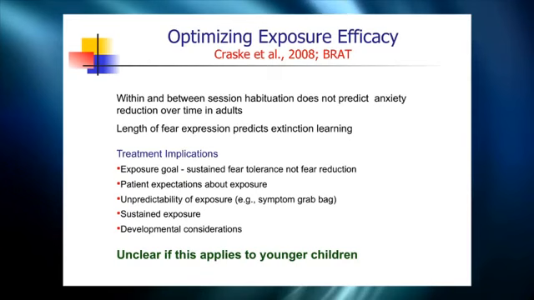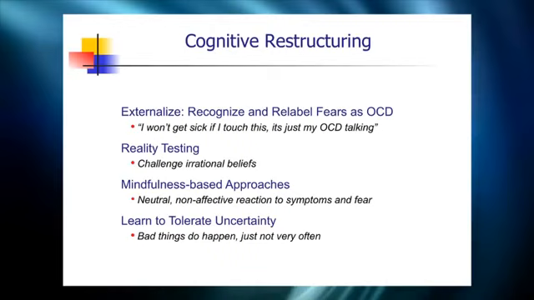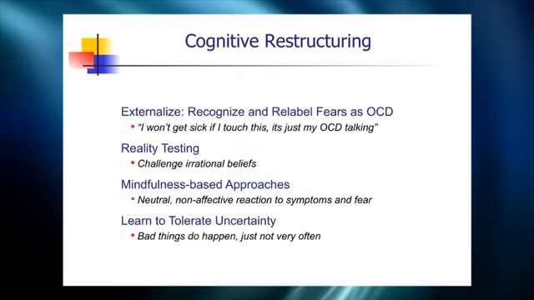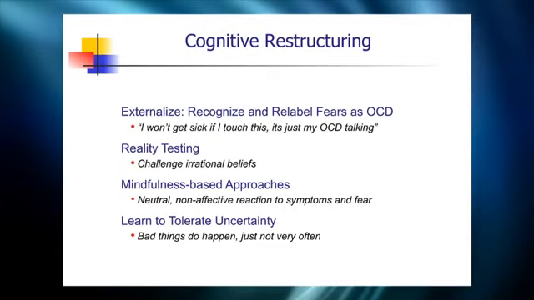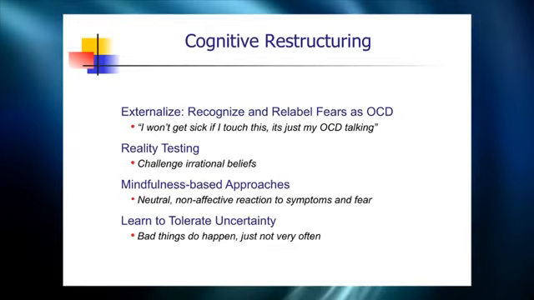We do a lot of cognitive restructuring in treatment as well with kids. The main thing that we do is externalize the fears. So recognize and relabel your fears as OCD. If I have a patient that says, if this is crooked, my mom is going to die, we're going to say, well, just make it straight. Nothing bad is going to happen. Again, because of some of the cognitive biases that are associated with OCD, that's going to be a hard sell.